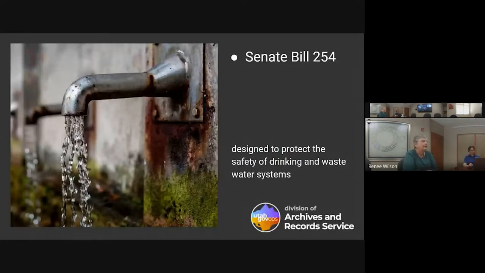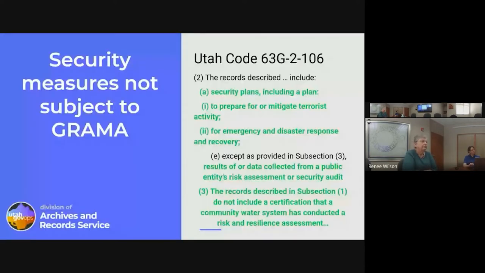Part of the legislative discussion in expanding this was that Utah has not done enough to protect the safety of drinking water and wastewater systems. And so we added that security plans include security plans that are prepared to mitigate terrorist activity or emergency and disaster response and recovery plans. And then, except as provided in subsection 3, the results of or data collected from a public entity's risk assessment or security audit. And then it goes on to say that the records described here do not include a certification that a culinary water system has conducted a risk and resilience assessment.